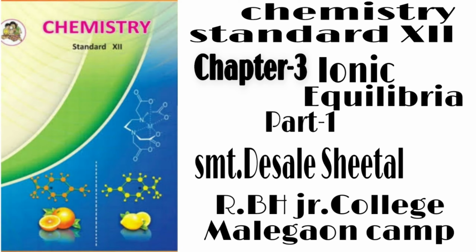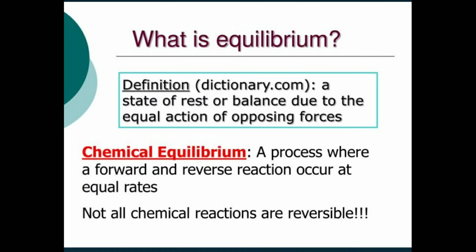Today we started our chemistry session, chapter number 3, Ionic Equilibria. To study ionic equilibria, first it is important to know what is meant by chemical equilibrium, which we studied in 11th standard. It is the state of a chemical reaction at which the rate of forward reaction and backward reaction are equal, and the concentration of reactant and product remain constant.